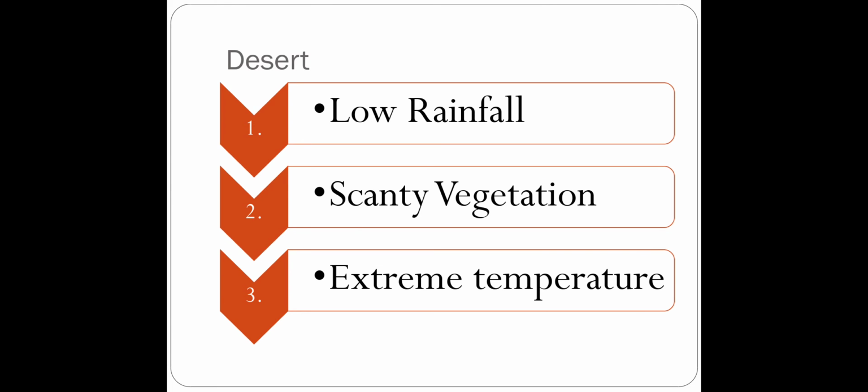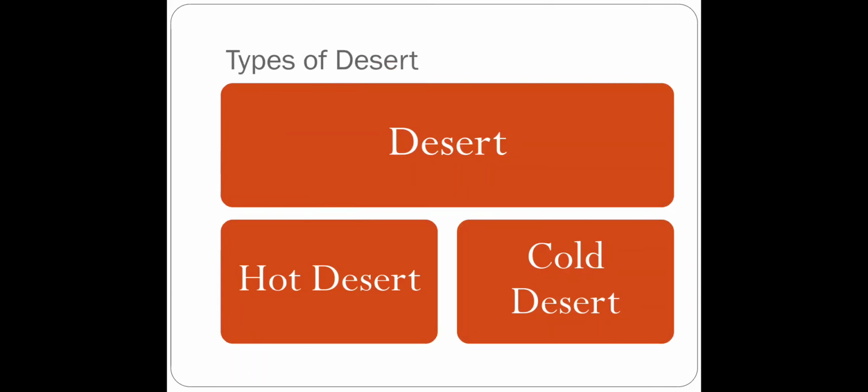Now these are the three characteristics of desert. We can say that desert is that arid region where we have low rainfall, where we have scanty vegetation and where we have extreme temperature. By extreme temperature, I am again telling you that it can have extreme high temperature, it can have extreme low temperature. Okay. So, these are the types of desert. We have two types of desert, hot desert and cold desert.